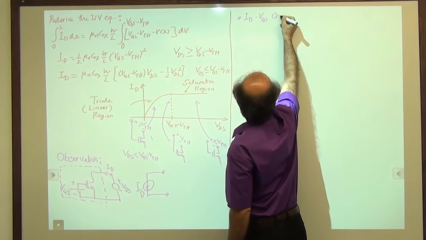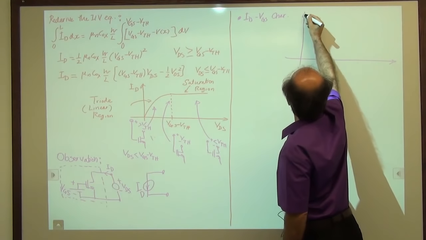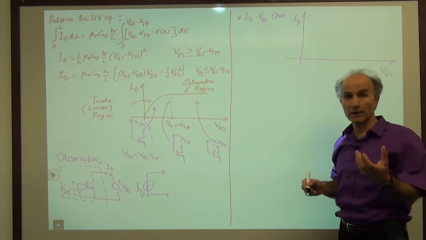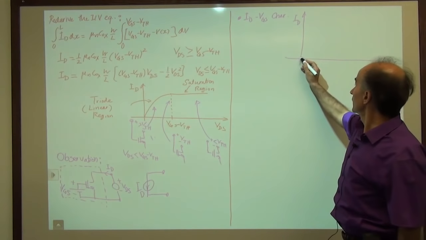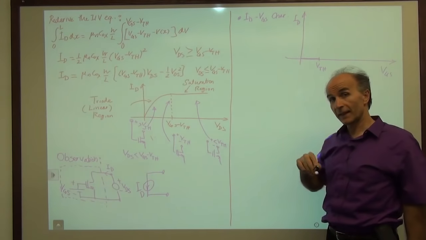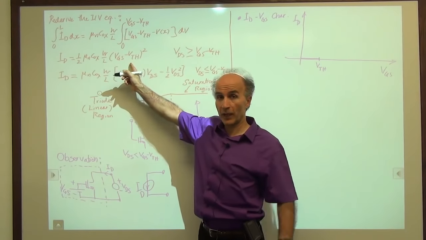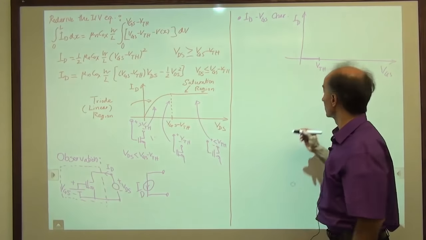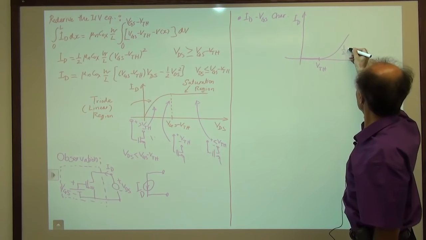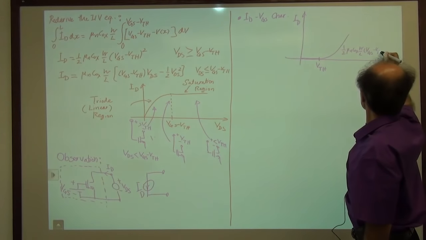ID-VGS characteristic. Okay, so here's ID, here's VGS. We know that if VGS is smaller than the threshold, the device is off. So no question about it. We have no current up to VTH. Once VGS exceeds the threshold, we use the saturation equation, and we see that now we have a square law behavior, a quadratic behavior. So what we have here is 1/2 mu n C ox W over L (VGS minus VTH) squared.